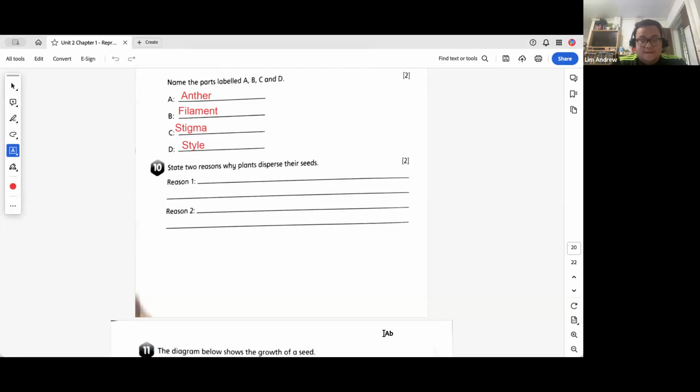Can you tell me the reason why the plants disperse their seeds? I'm not sure. I don't know. Okay, no worries. Thank you very much.